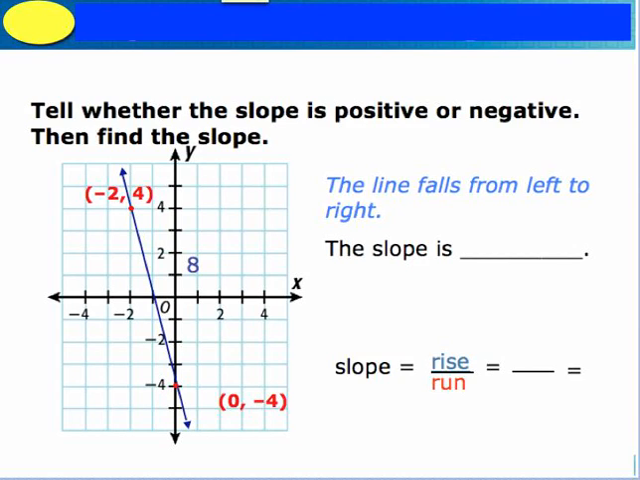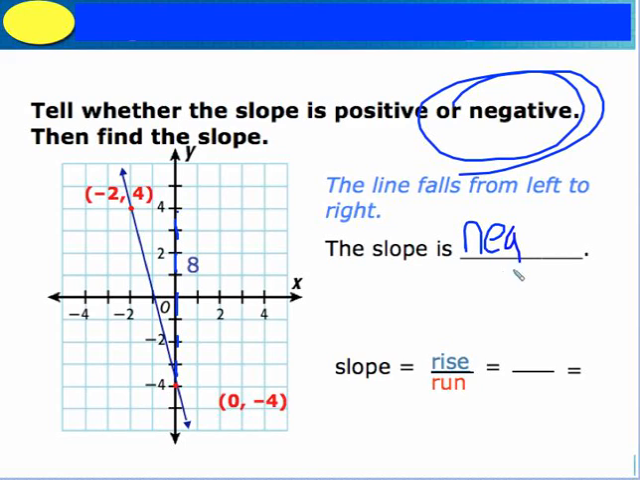One last example, just to review. Tell whether the slope is positive or negative, then find the slope. We know since it goes from the top to the bottom, so it goes down and to the right, it's going to be a negative slope. And to calculate the slope, we could use the 2 points that they gave us. I forgot to mention, it's a negative slope. The rise here is going to be 8 boxes, and the run here is going to be 2 boxes. Since it's a negative slope, I'm going to put in that negative.